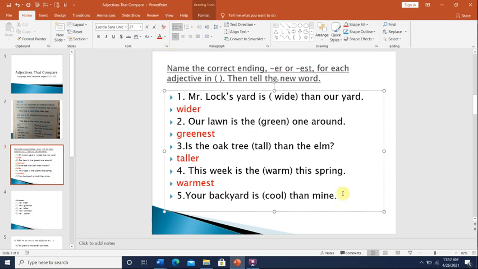So the answer would be your backyard is cooler than mine. Why? Because we are comparing 2 backyards. All right.